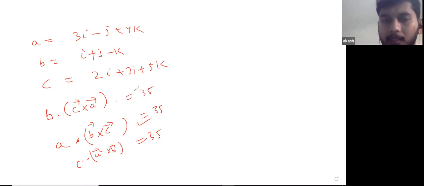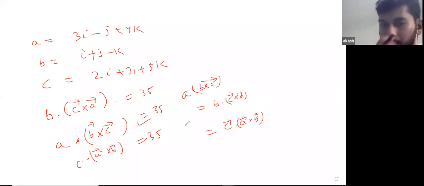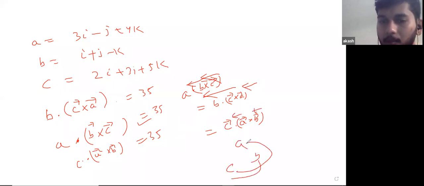What this tells us is if you find A dot B cross C, this equals B dot C cross A, and this equals C dot A cross B. That means the scalar triple product is a cyclic quantity. You can do a cycle like this: A, B, C. A dot B cross C, B dot C cross A, C dot A cross B. All the values will be the same.